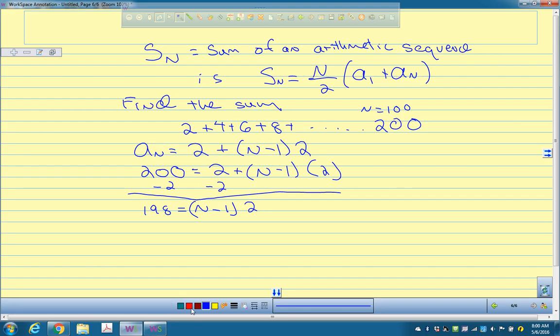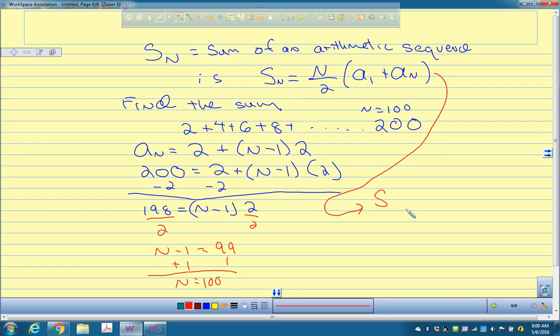How do I get rid of this 2? Divide both sides by 2, which gives you n minus 1 equals 99. Then I would add 1 to both sides, so I get n equals 100. So this is the 100th term. This one's easy to tell just by looking, but a lot of times you have to figure out what term you end up at. So now I can use this formula to figure out how much that all adds up to.